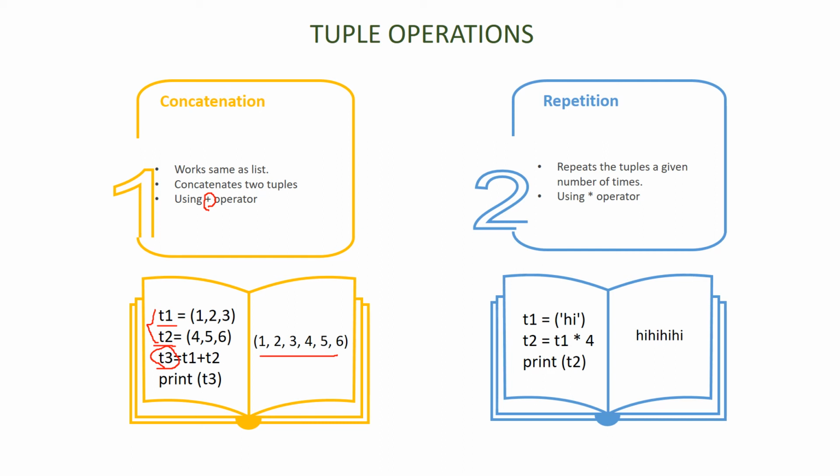The next one is the repetition operator. Repetition means it repeats the tuple for the given number of times. Here we are going to use the asterisk operator. Here I have a tuple t1 containing the string "hi", and I am going to repeat it 4 times. So the values are repeated 4 times. This is the use of the repetition operator in tuples.